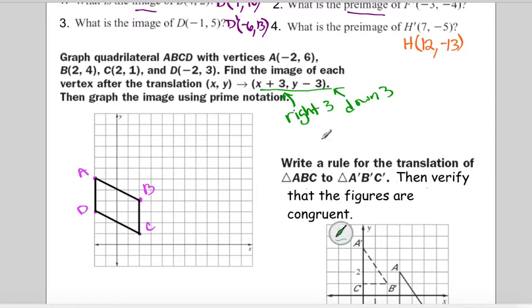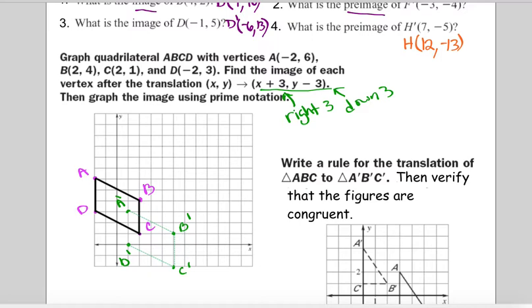So then the change was to go right 3 and down 3. So each point, count right 3 and down 3. And there will be your new one. 1, 2, 3, 1, 2, 3. So there they are. I'm going to do a dotted line. So here's the new one.